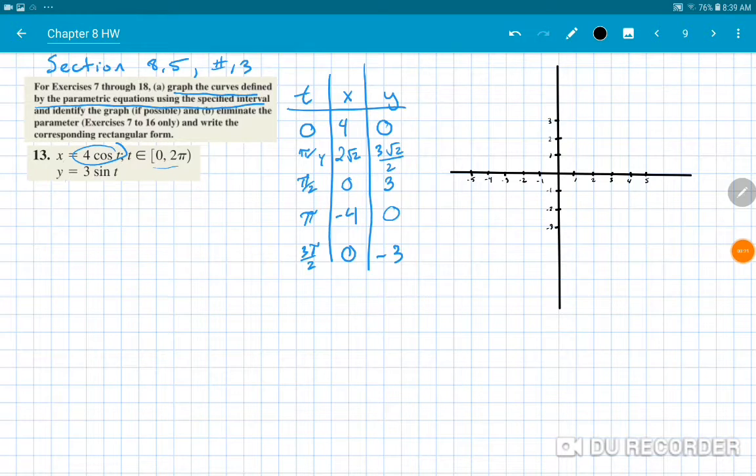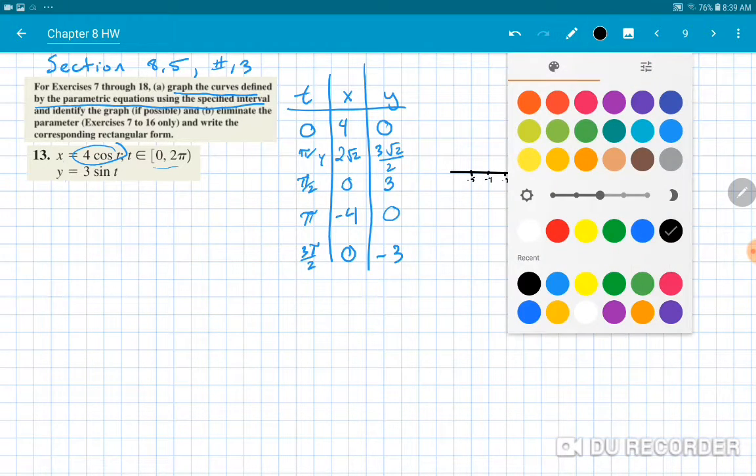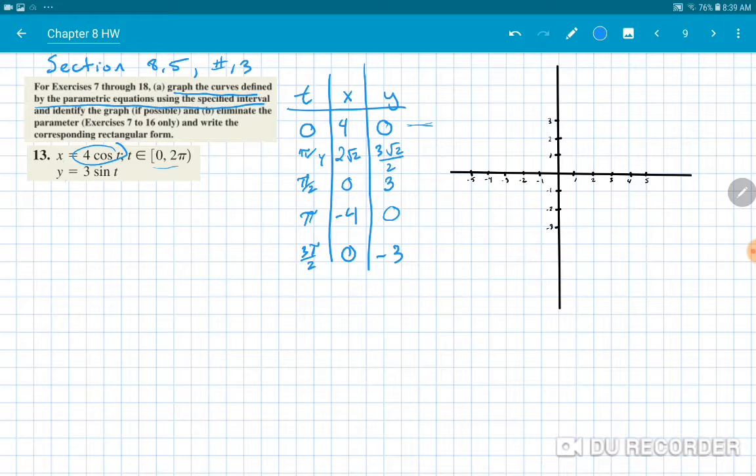Okay, so I made myself a grid. I can see my x's are going to range from -4 to 4, and my y's are going to range from -3 to 3. So let's see here. Let's do x is 4, y is 0. And let's jump over here to 0, 3. And then here we have -4, 0. And here I have 0, -3. So it looks like it's going to be an ellipse. I did this extra point just to try to check that theory.